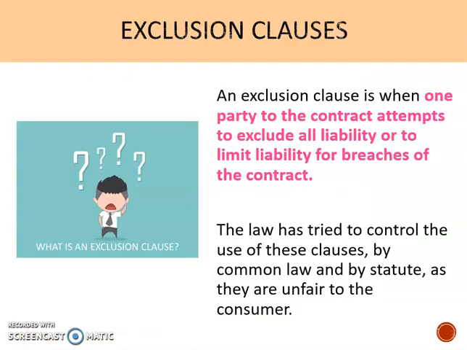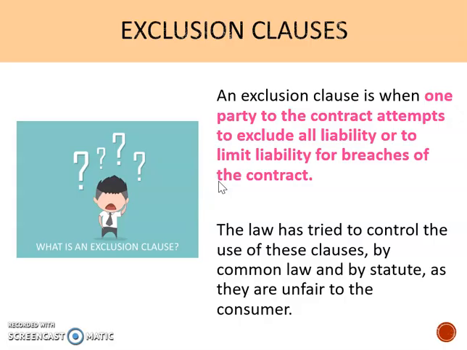As we've said, an exclusion clause definition for you here is when one party to the contract attempts to exclude all liability or to limit liability for breaches of the contract. And you can imagine that exclusion clauses can be seen as being quite unfair potentially on a person, particularly if they are written in very small print, if they're hidden away in a long document, or if they're written in language which is difficult for people to understand.